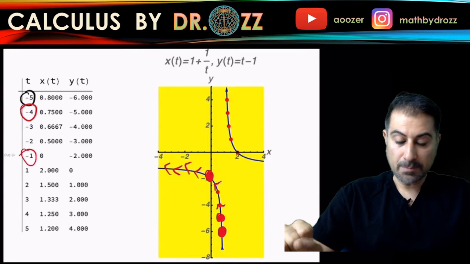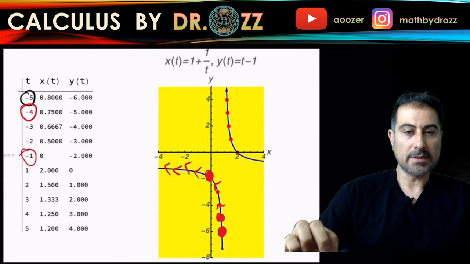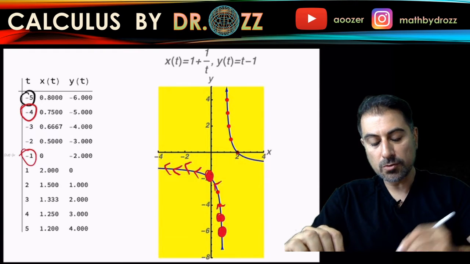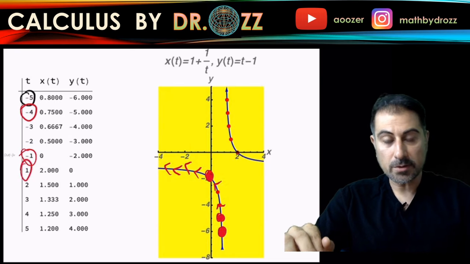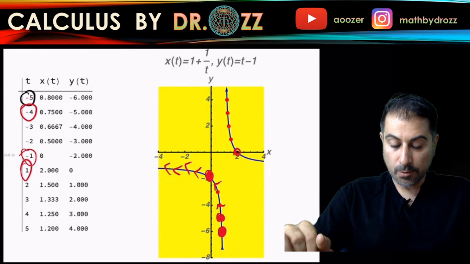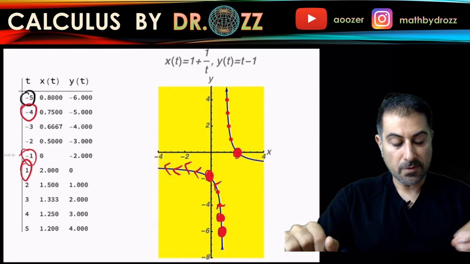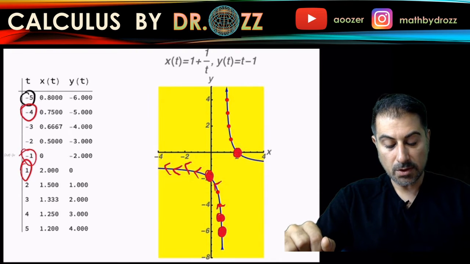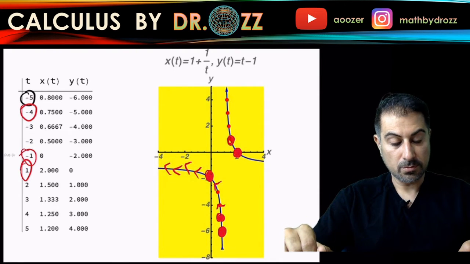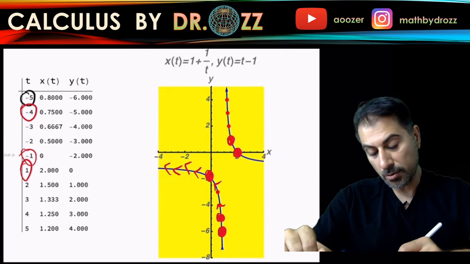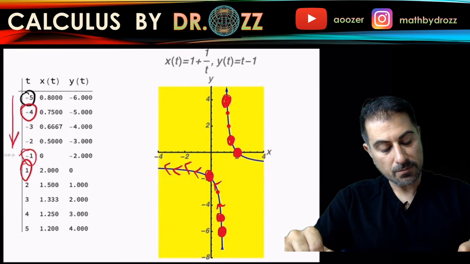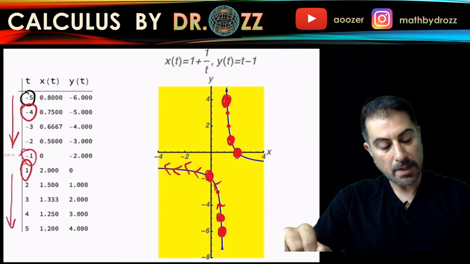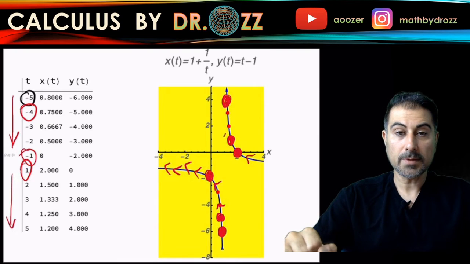So what happens if we plug in positive t values instead? When t equals 1, you get the point 2, 0. Here we go, I got this point here. For t equals 2, I got 1.5, 1. And for t equals 5, I got 1.2, 4. Again, I'm going in this direction and in this direction as well. Starting from here, you see my arrow is going north.